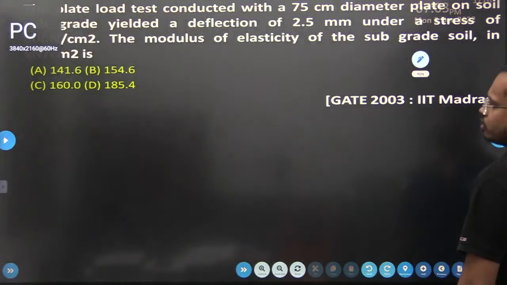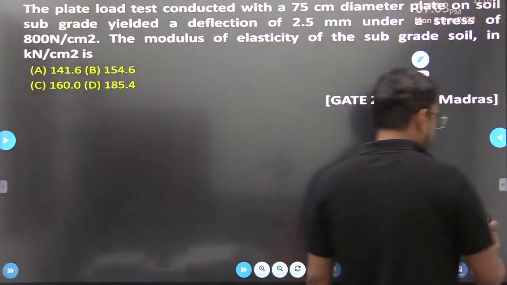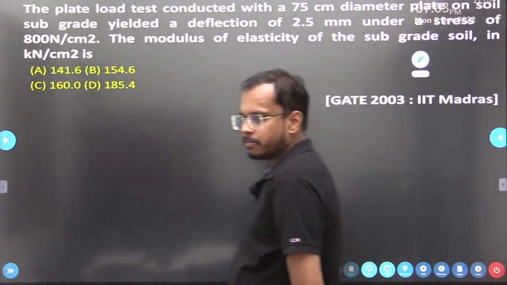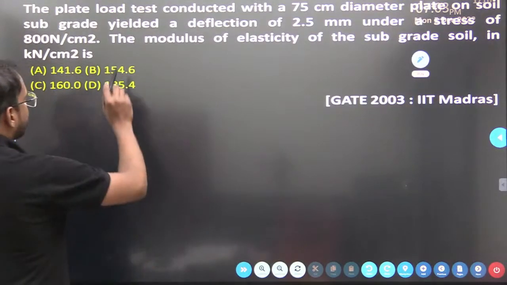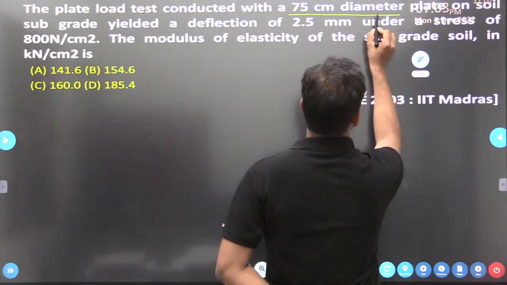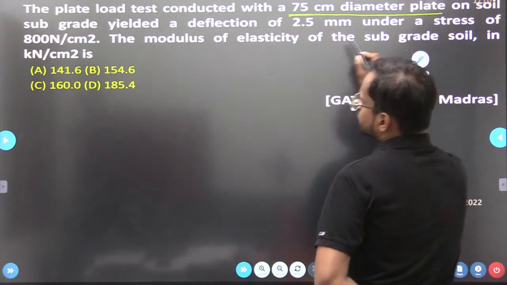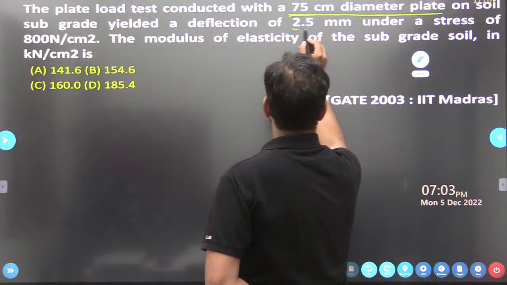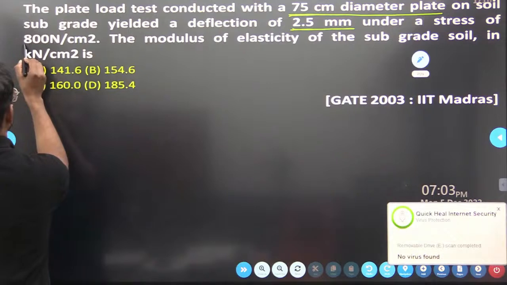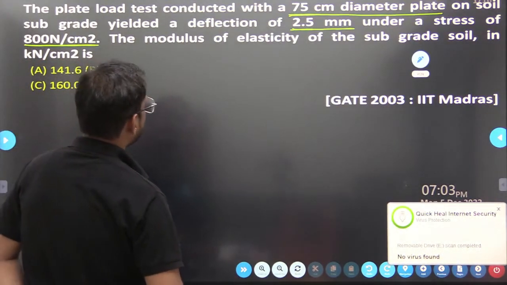Now see here. Question number one is related to flexible pavement, and the method is the Burmister method. My dear friend, the question is: a plate load test is conducted with a 75 centimeter diameter plate on a soil subgrade. It yields a deflection of 2.5 mm under a stress of 800 newton per centimeter square. The value of stress is given.